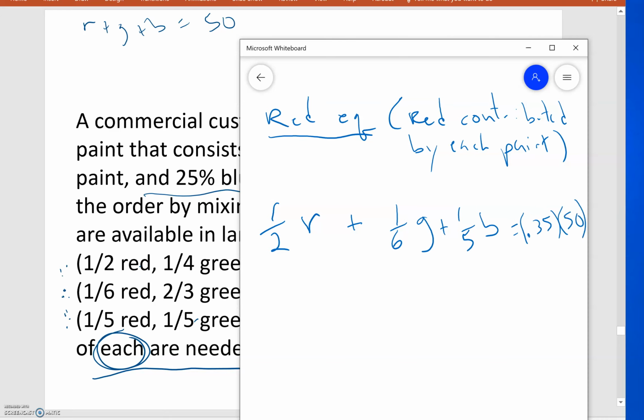Now it's really important that you think about this and understand why this equation works. Every paint has red, green, and blue in it, and I'm just selecting the red from each and adding them together, and it's got to give me the total red over here. And the total red over here is not 50, and it's not 0.35 or 35, it's 0.35 of 50. Alright, we'll finish this problem in the next video.